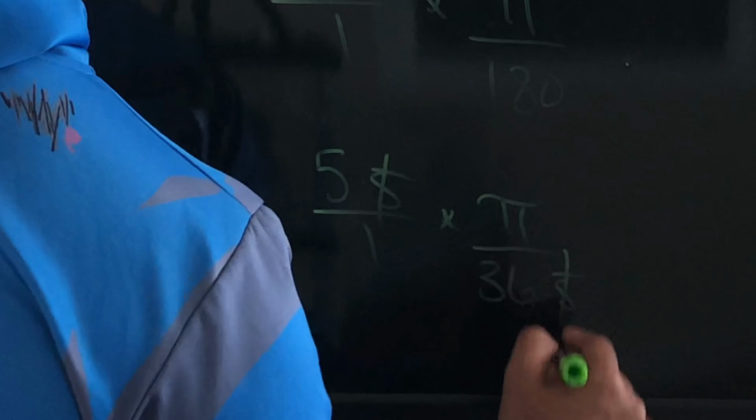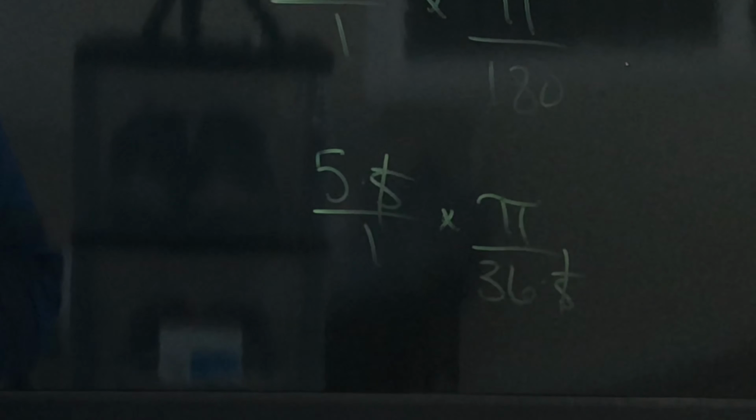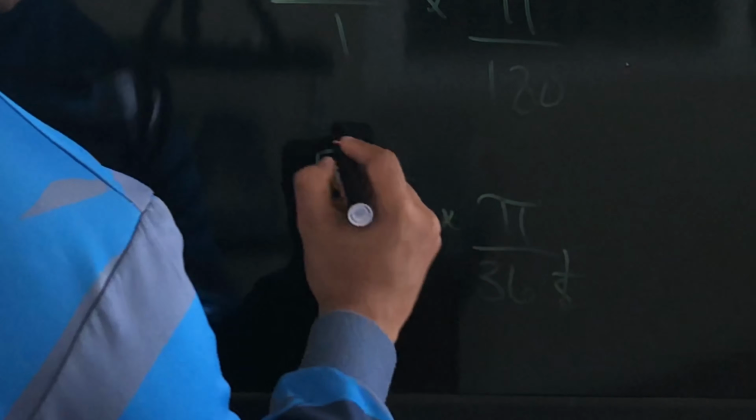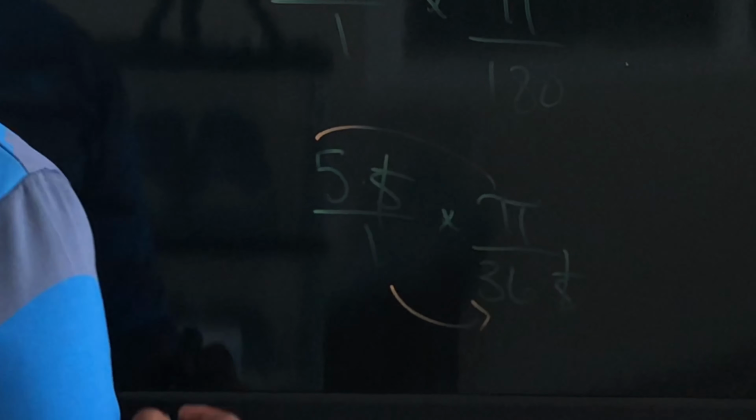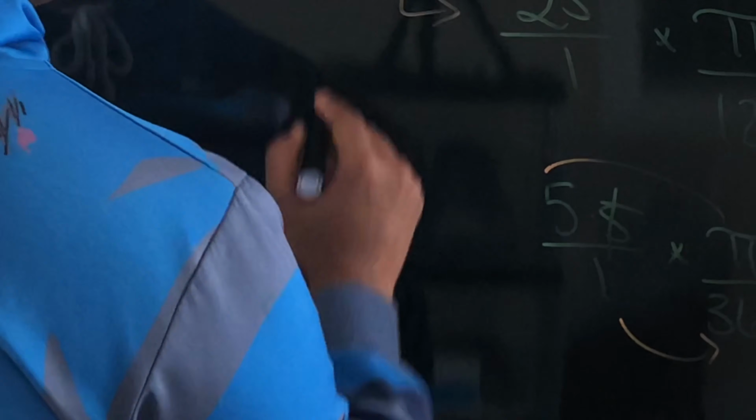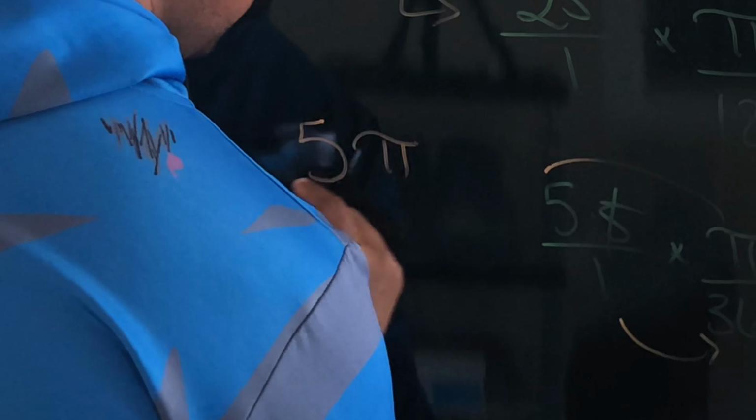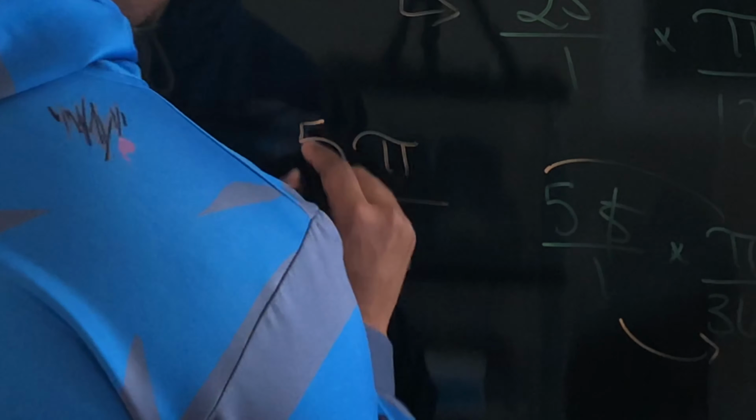Now you'll notice one of the 5s will cancel, okay? Now you're just left with this, and all you need to do is cross multiply, okay? So now you're left with 25 degrees equals 5 pi over 36, and this is your final answer, okay?